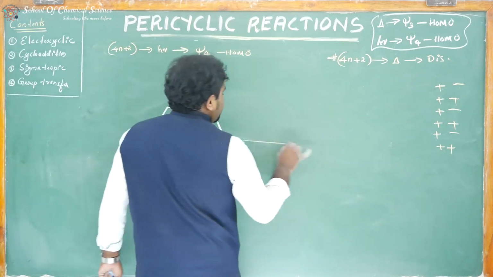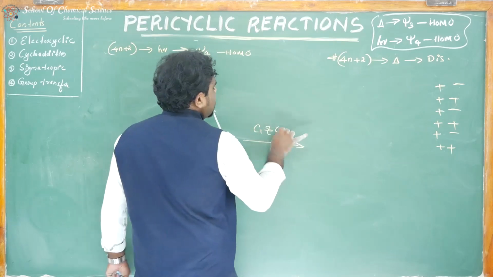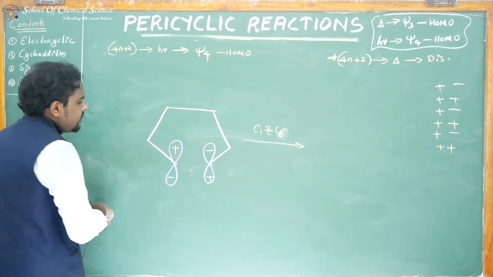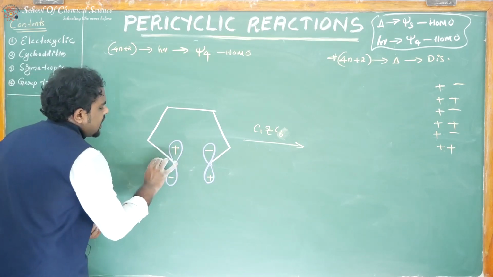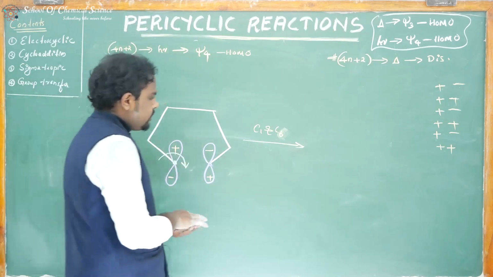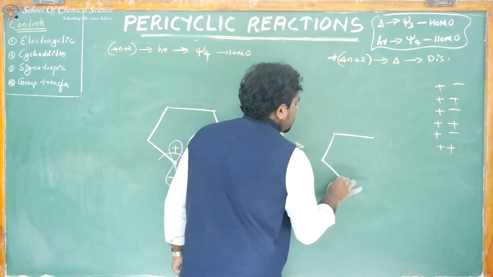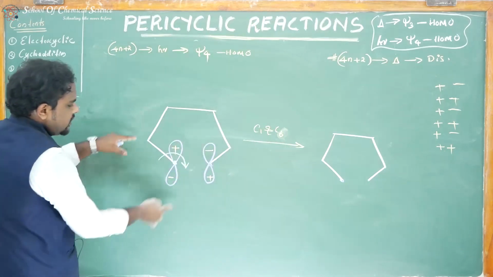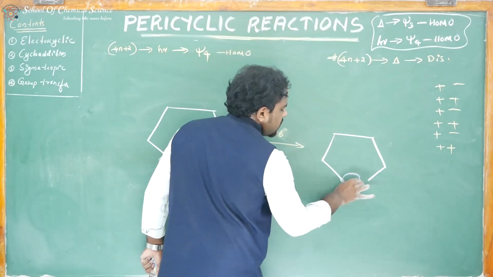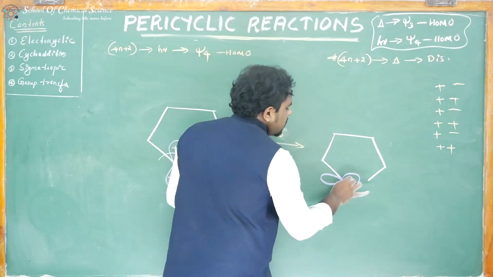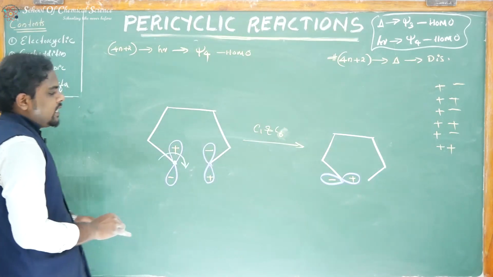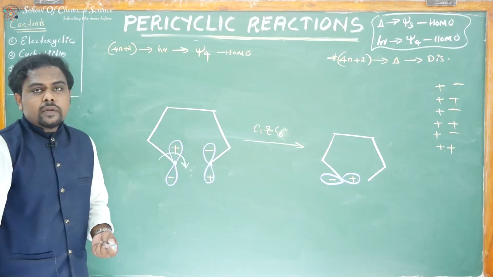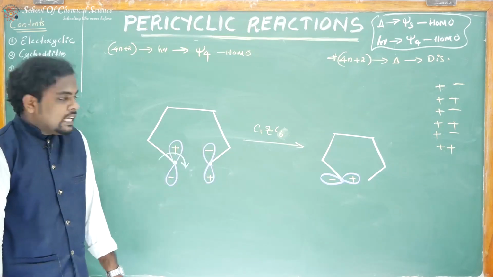So bond formed between C1 and C6. So I am rotating the first carbon clockwise. After clockwise rotation, here plus, here minus. So for bond formation, what type of rotation do I have to perform in the sixth carbon?